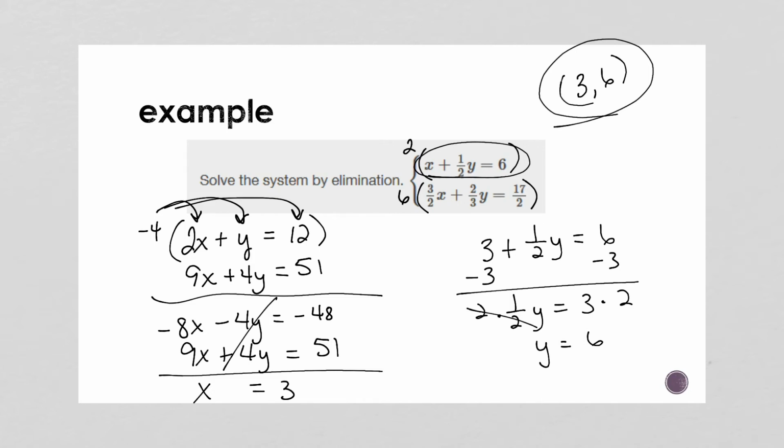Now again, grab the calculator, type it in, see if you get true statements. So I would type in 3 plus 1/2, yes, my calculator will do that, times 6, and I'm hoping to get out the number 6. And I did. On the bottom one, 3/2 times 3 plus 2/3 times 6, I'm hoping gives me 17/2. And I get 8.5 on my calculator.